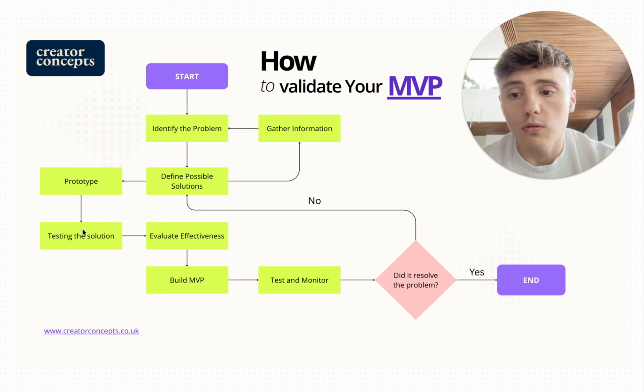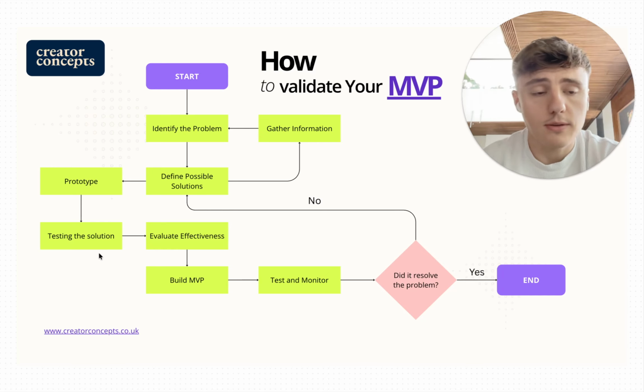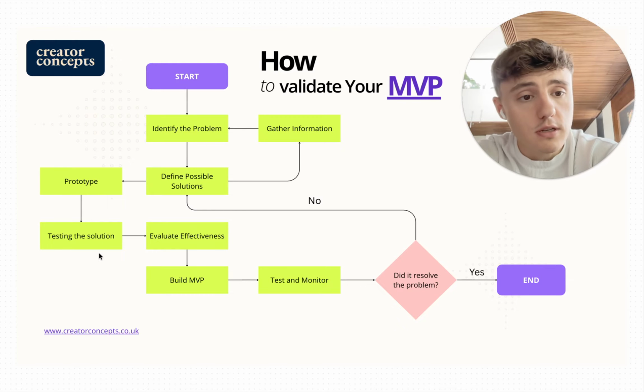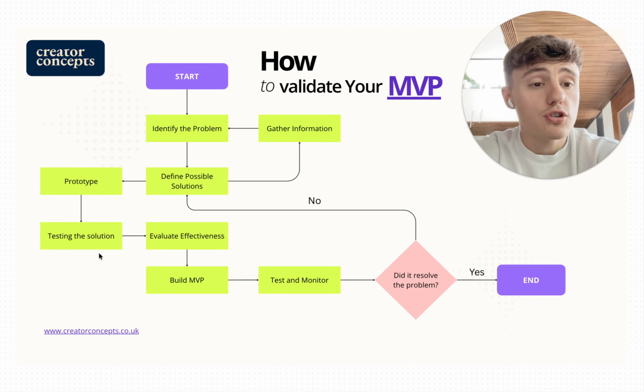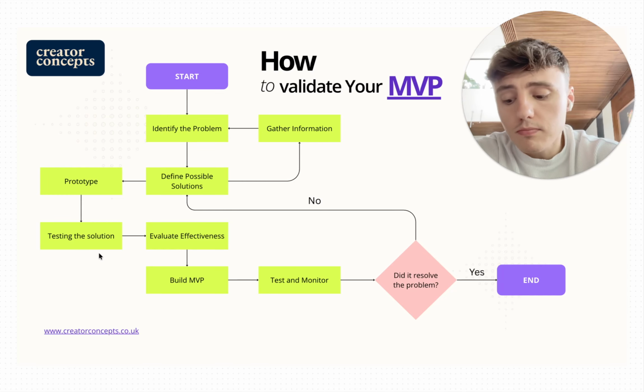Then you want to move into the testing phase, so testing that solution. This is where you get back in contact with those people that you might have interviewed in your ideal customer profile, or you find new people who fit that ICP, and you basically just show them the prototype. You jump on interviews, Zoom calls, show them the prototype, maybe share it with them so they can play around with it.